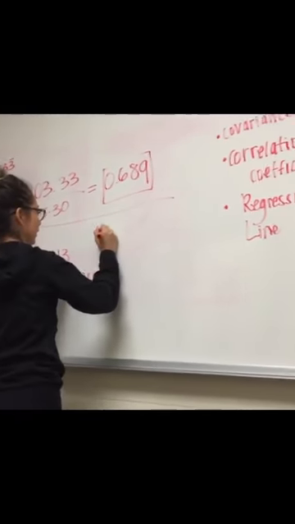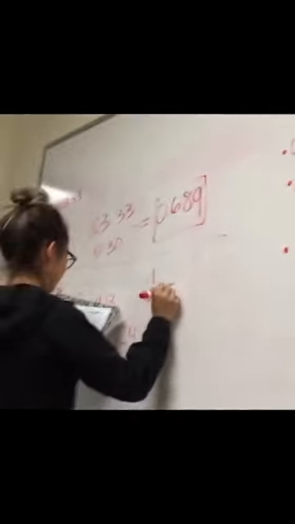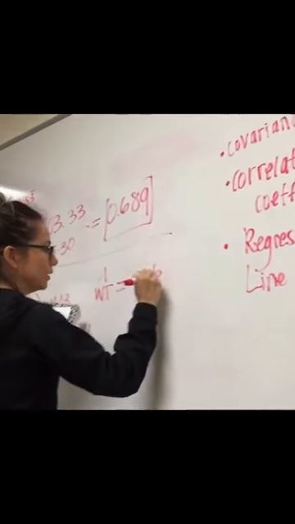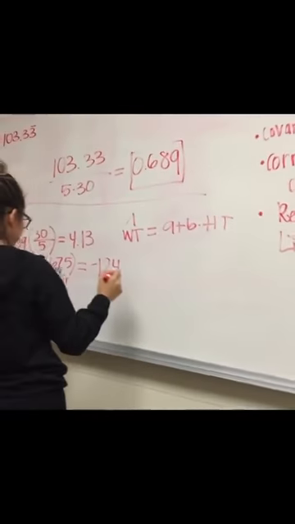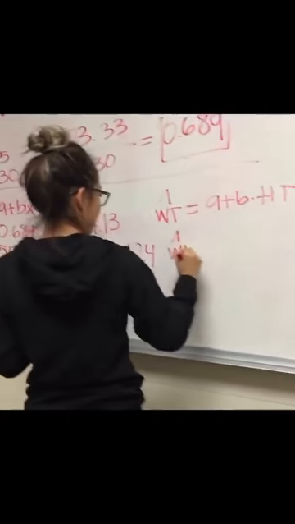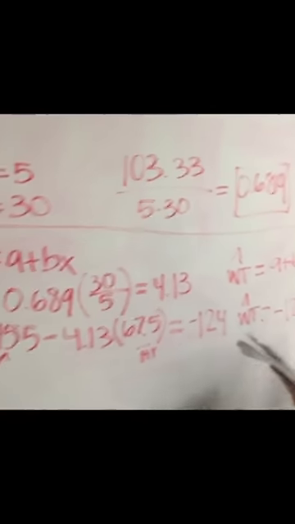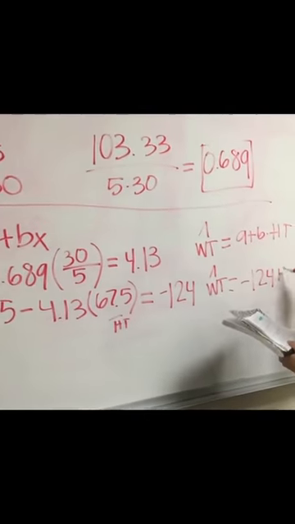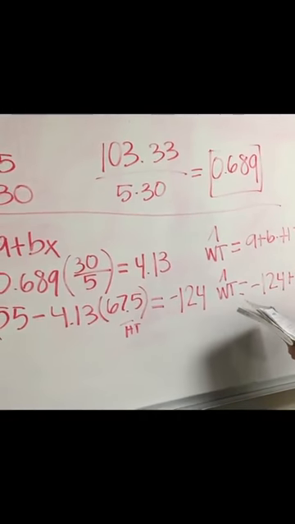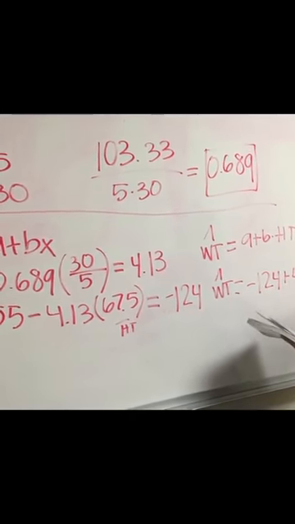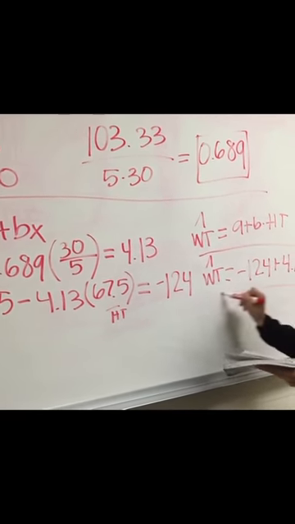Okay, so when you plug into the formula y equals a plus b times height, you already have the numbers, so you end up with negative 124, which is the a, plus b, 4.13, times height. This is your regression line.